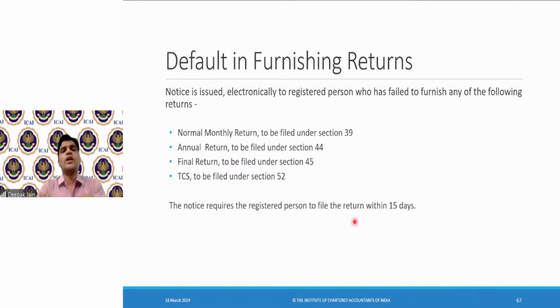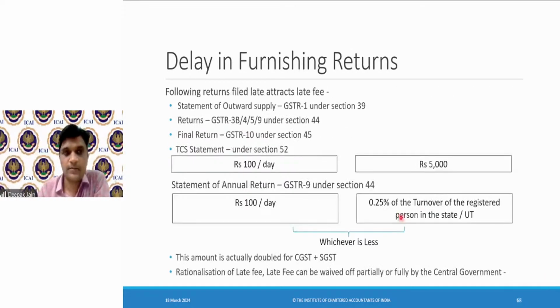Then what happens in case of default in furnishing return? If you default, a notice is issued electronically to a registered person who has failed to furnish any of the following returns: monthly returns to be filed under Section 39, annual returns, final returns, or TCS returns. The notice will require the registered person to file the return within 15 days. So they will issue a notice if you don't file your returns.